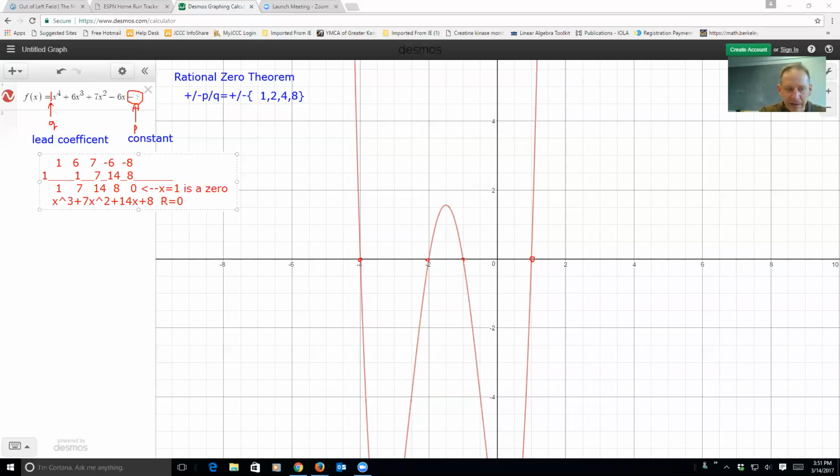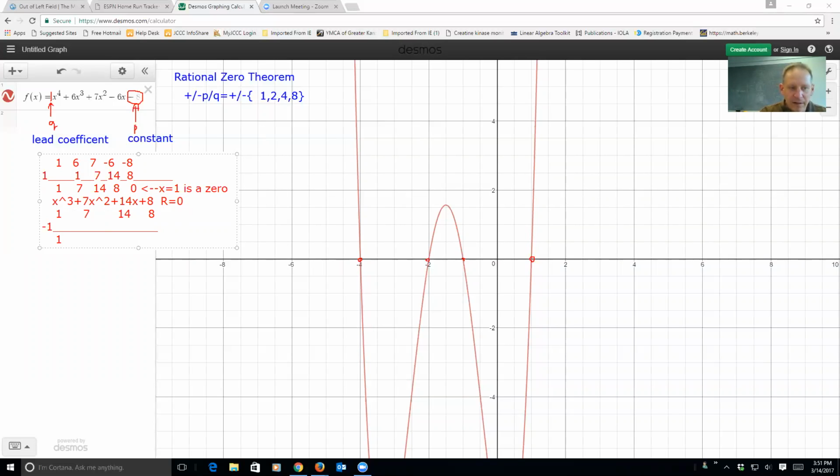So now I'm going to use this new polynomial and try again. So it looks like negative 1 might be a 0 as well, right? So I'm going to copy down those coefficients. So I have 1, 7, 14, and 8. I'm going to try with negative 1. So we're going to see if that's a 0. So I'm going to use synthetic division again.